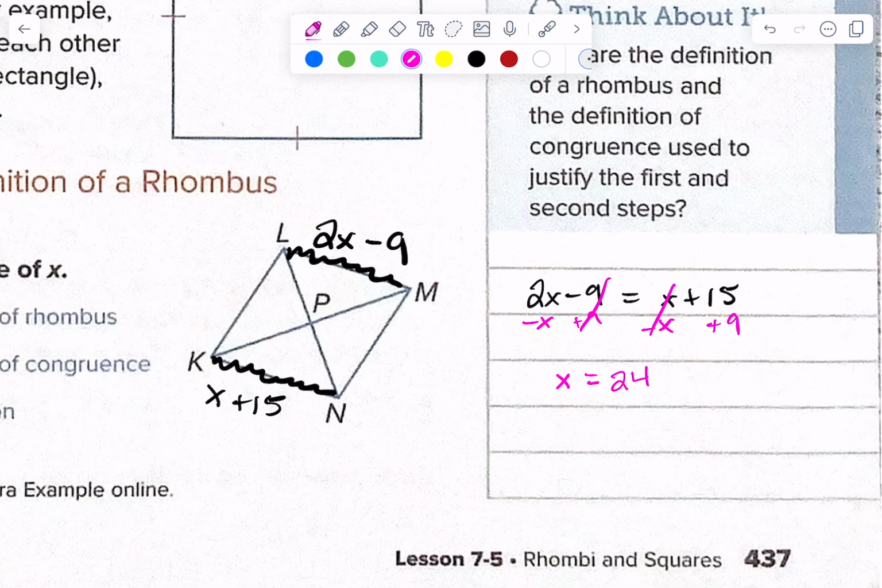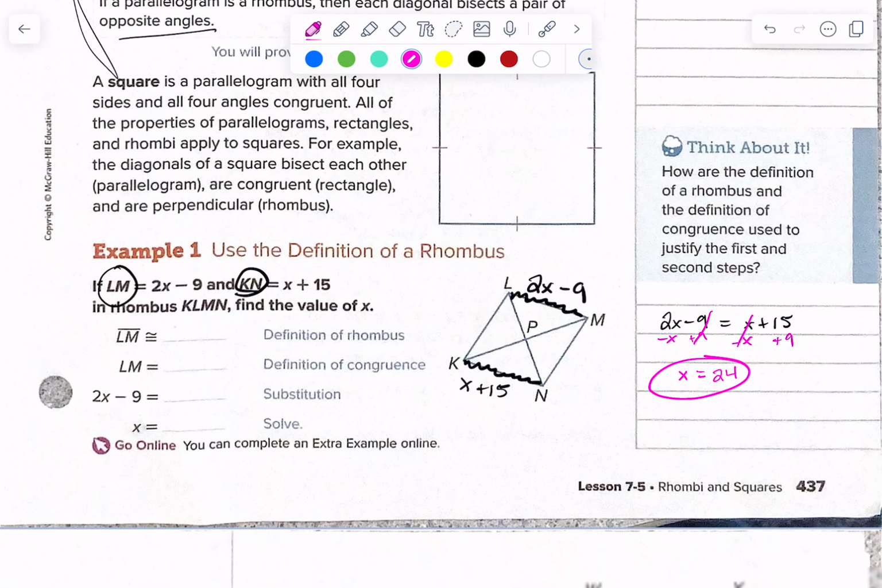24. You're so smart. You are such a genius. Good? Yeah. Not so bad.